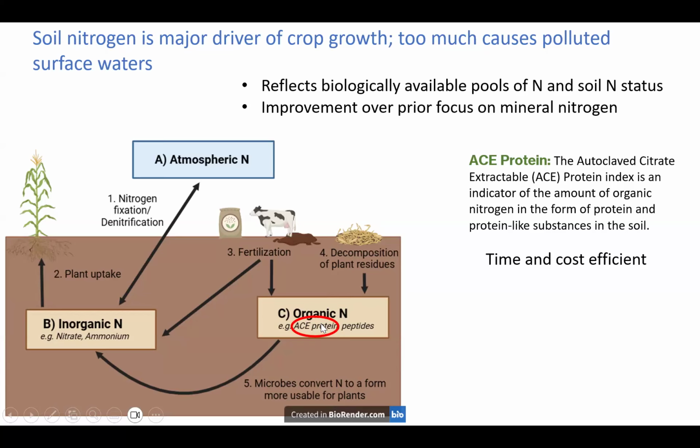So what does that mean? Are these proteins? Basically, you have decaying plant and animal material, detritus. There can be protein in there. Proteins get broken down into amino acids. Amino acids then get converted to ammonium. So it's a pretty simple measurement, fairly time and cost effective, and has also been shown to respond to management practices.